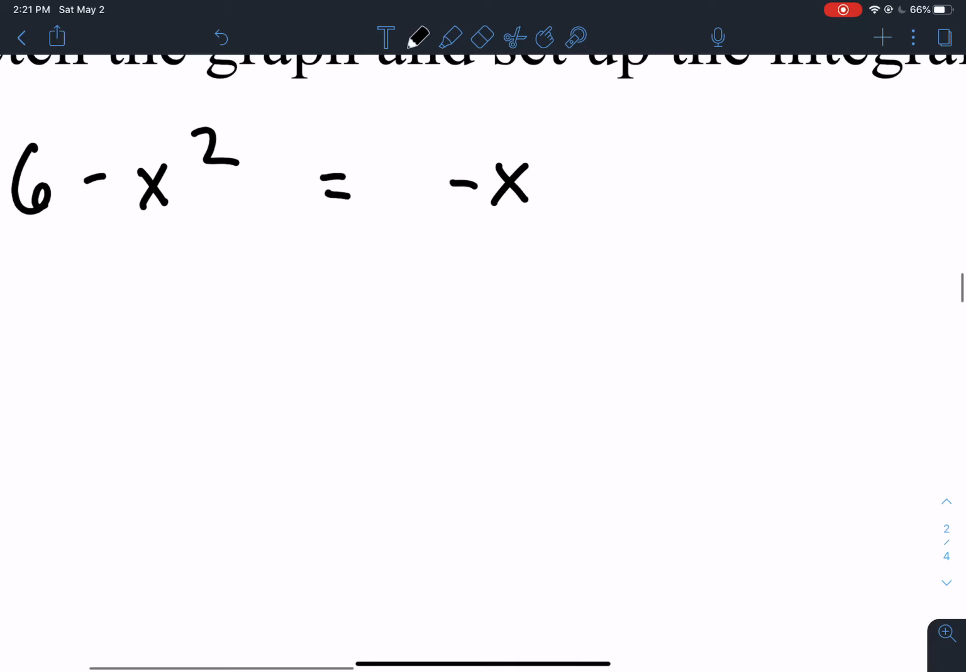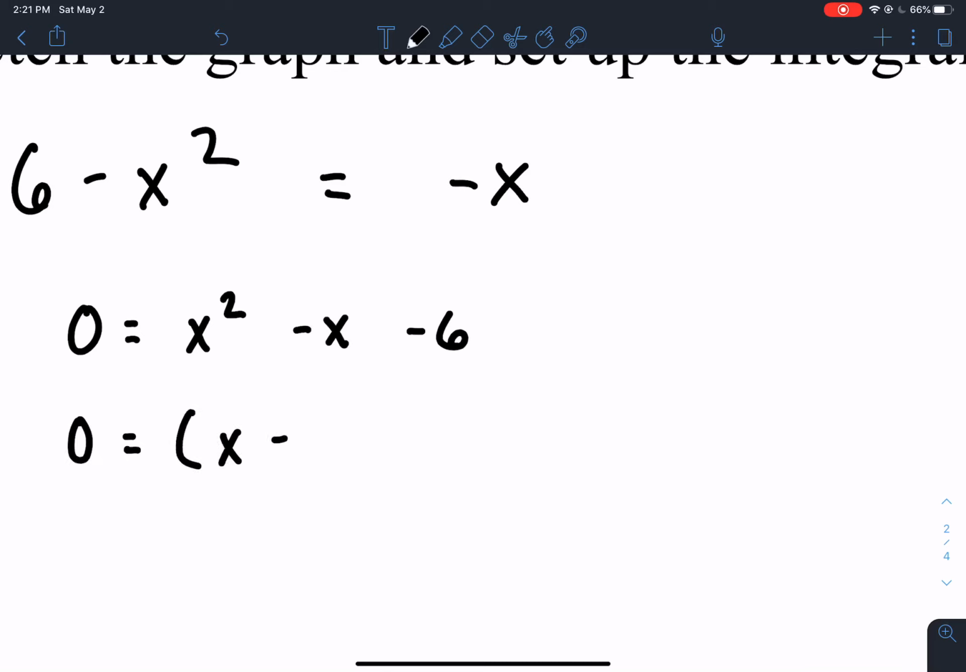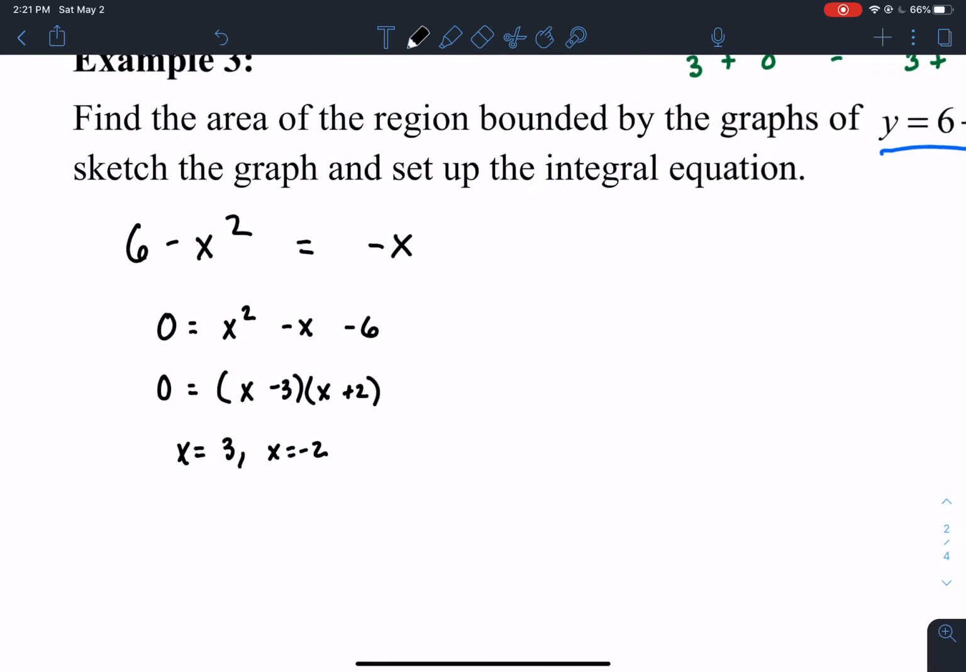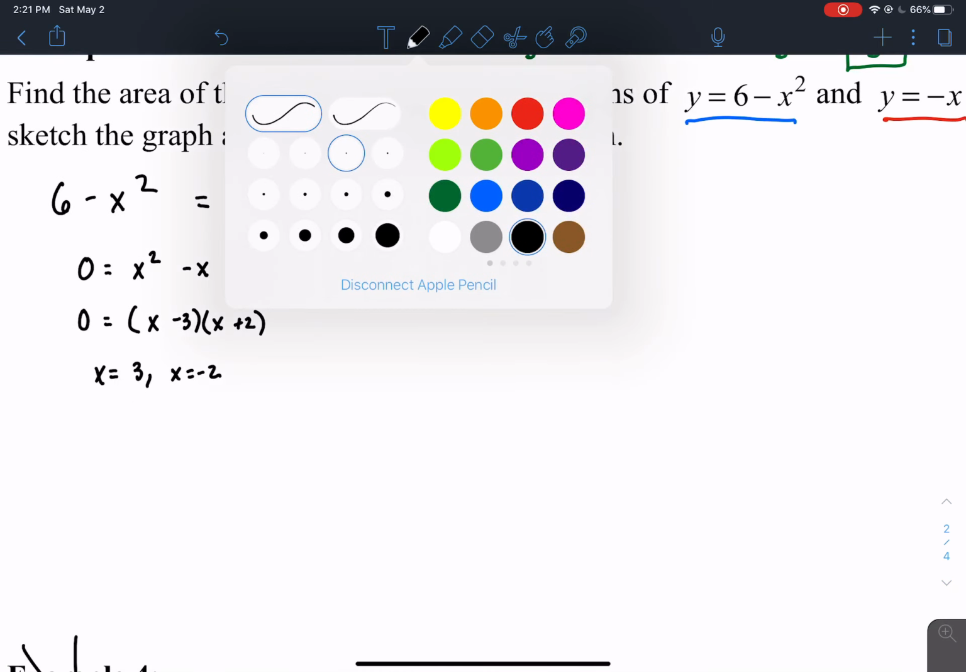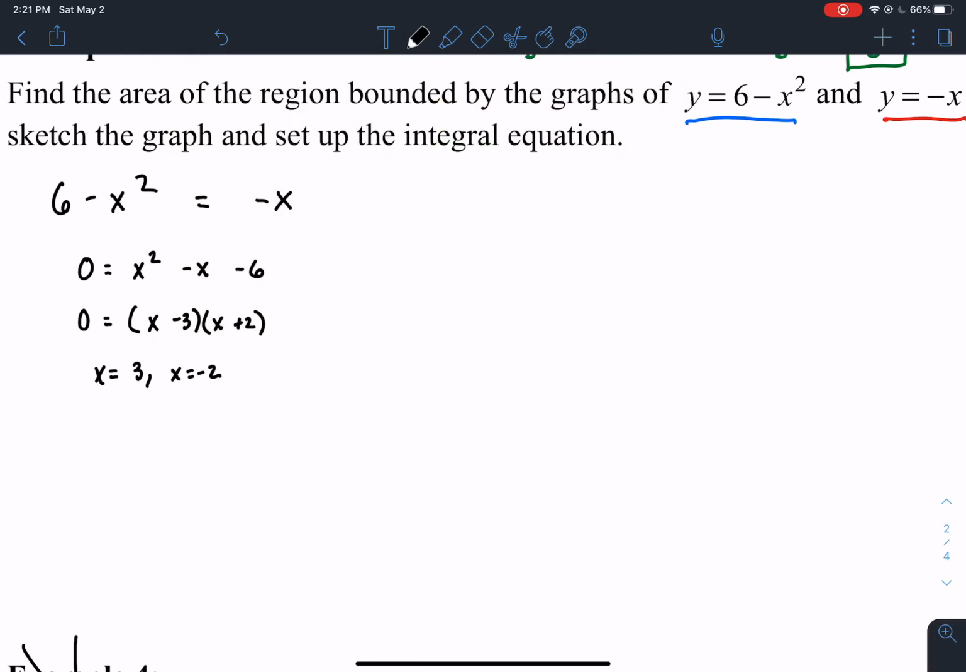And then you solve it like you've been doing since Algebra 1. So if I put everything on one side, this would be x squared minus x minus 6. And then if I factor, this will tell me that they're equal at 3 and negative 2. So now when I do my integral process, I know that I have to go from negative 2 to positive 3.